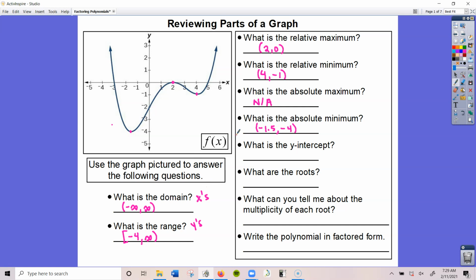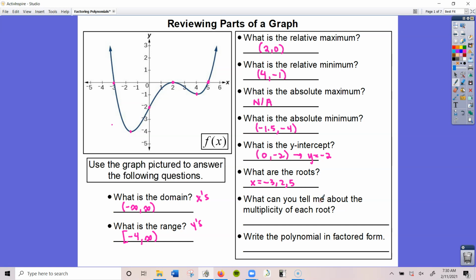The y-intercept is where the graph touches the y-axis, which is here at 0, -2. Or you can say y is equal to -2. The roots are the x-intercepts. So we're going to look at where the graph touches the x-axis, which is here at the 2 and 5. So we can write them as coordinates, or you can write that the roots are -3, 2, and 5.